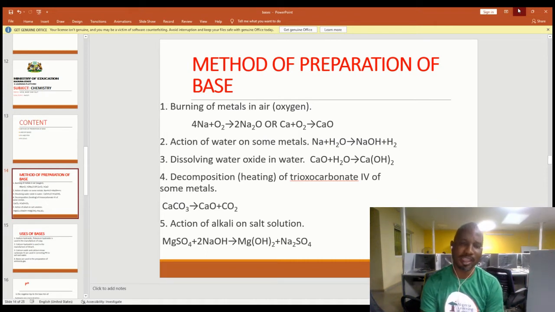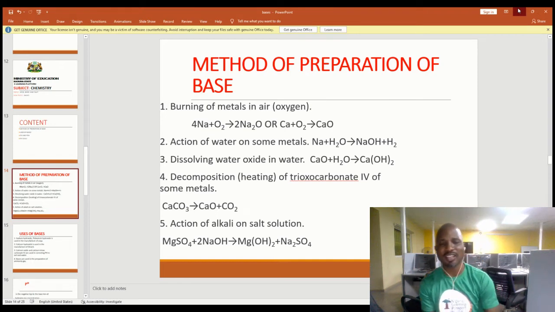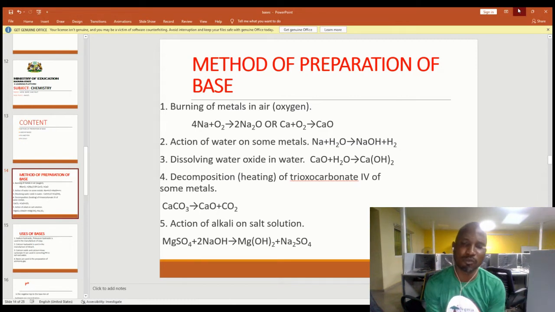Bases can also be prepared by decomposition. Decomposition means heating. When you heat trioxocarbonate(IV) of some metals, you produce a base. For instance, calcium trioxocarbonate(IV) will give you calcium oxide plus carbon(IV) oxide. Calcium oxide is, of course, a base in this case.